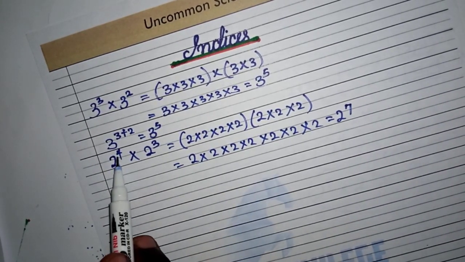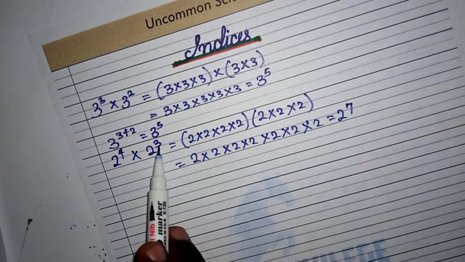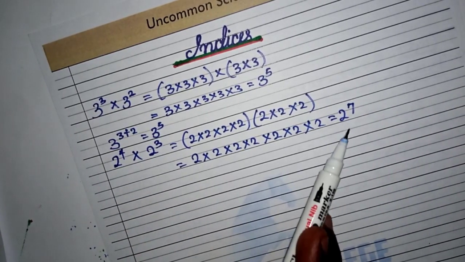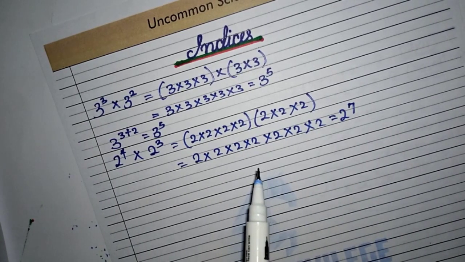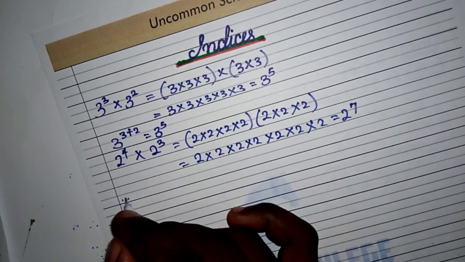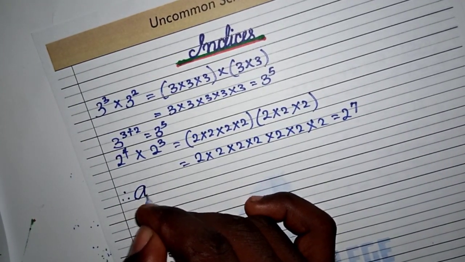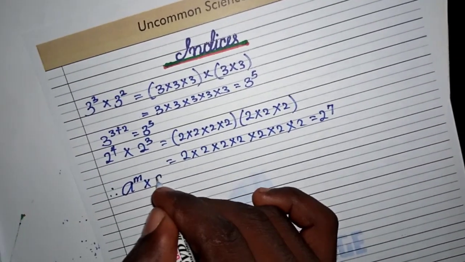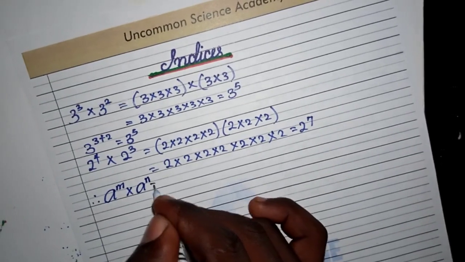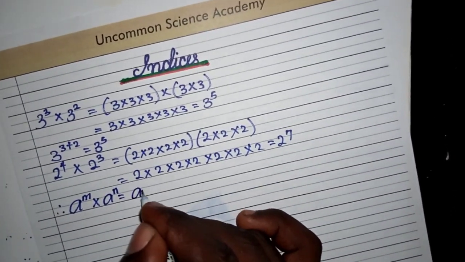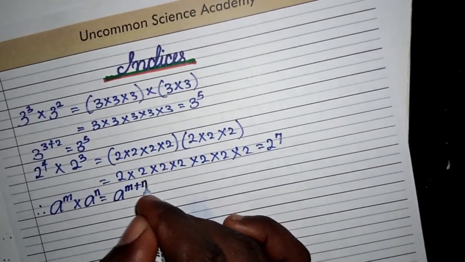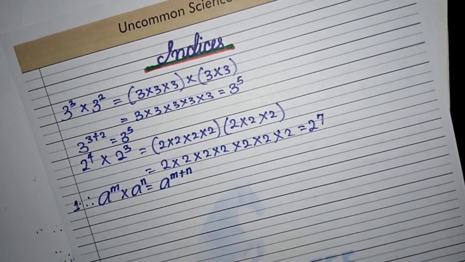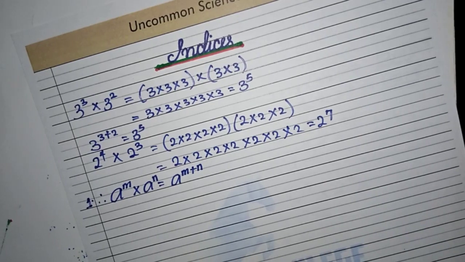If you also look at the powers, if I add 3 and 4 together, I will also have 7. Hence, I can conclude that if I have a to the power of m times a to the power of n, my result is a to the power of m plus n. And this would be the first law of indices.